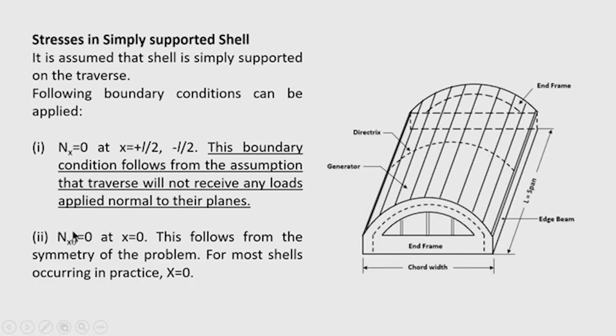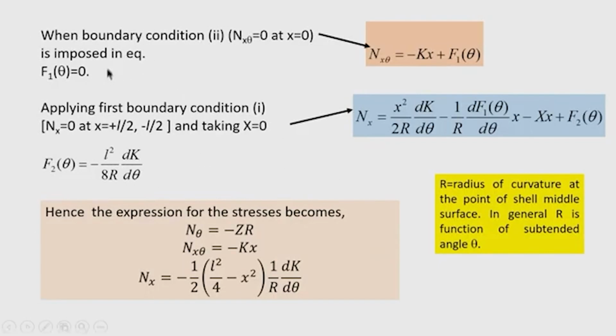The second boundary condition is N x theta is 0 at x equal to 0, because x equal to 0 is the point of symmetry and there the shear force cannot exist. So, for most of the shells occurring in practice, the load along the x direction, the longitudinal direction, is also 0. So, therefore, we obtain the two constants of integration. One is N x theta is 0 at x equal to 0, that means f 1 theta equal to 0.